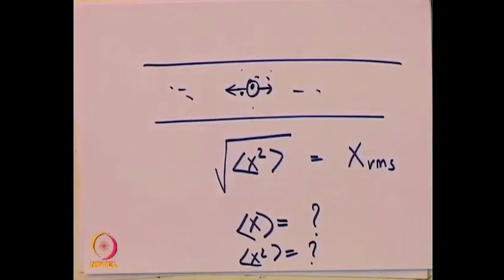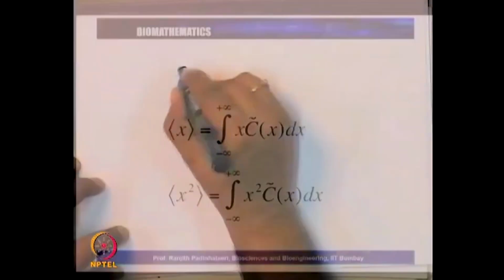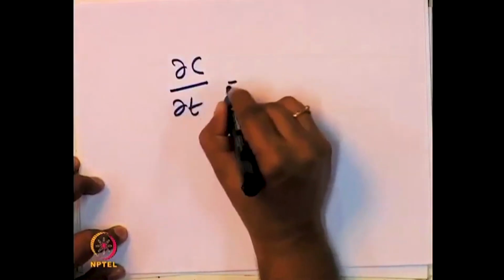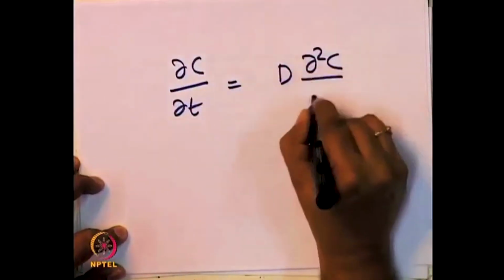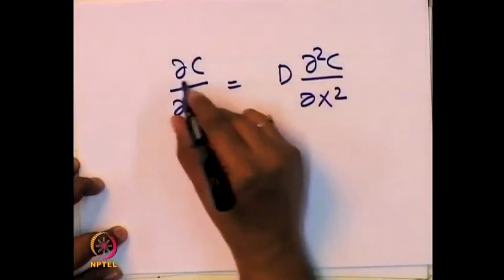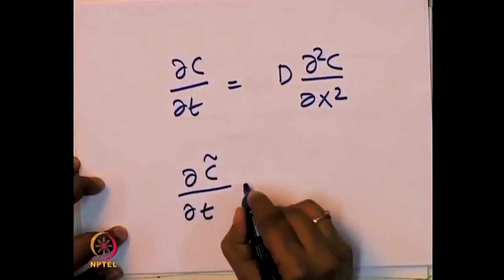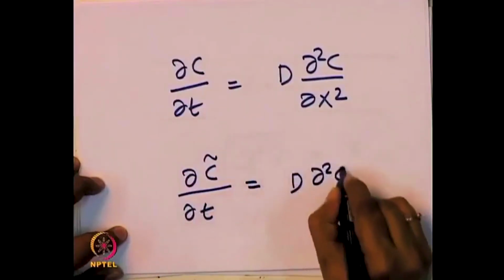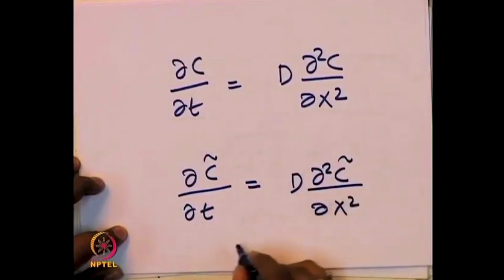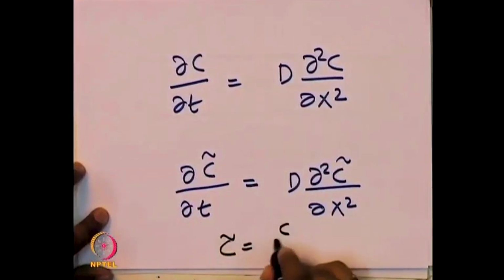So, we have defined x average as this and x square average as this. Okay, now let us calculate this. How do we calculate? We had this diffusion equation, which is del C by del t is D del square C by del x square. I can divide both sides by C t. So, C by C t is C tilde. So, I can write this as del C tilde by del t is D del square C tilde by del x square, where C tilde is defined as C by C t.